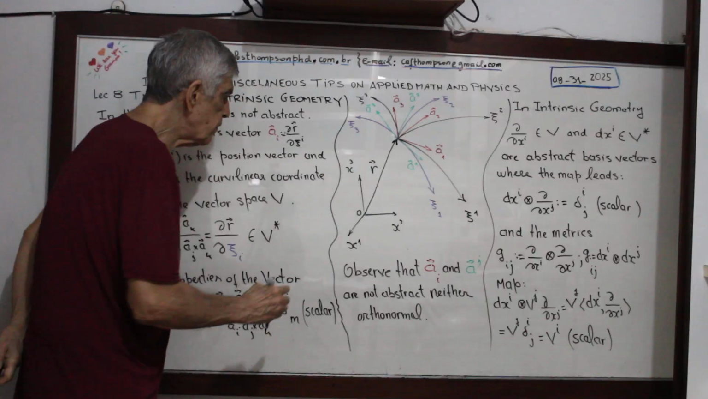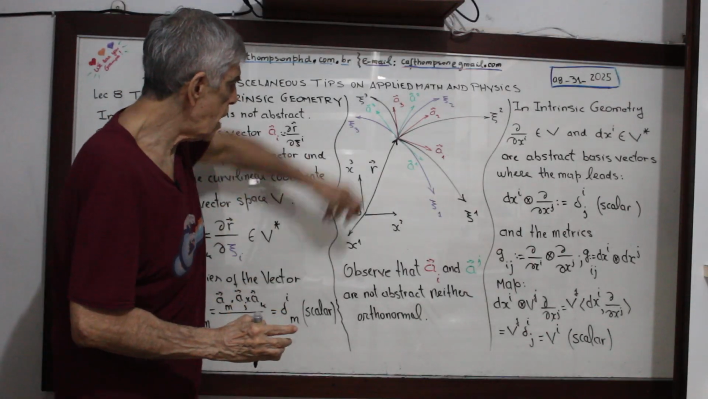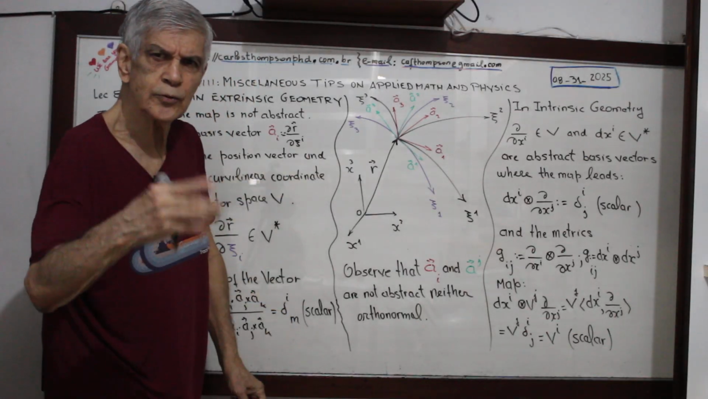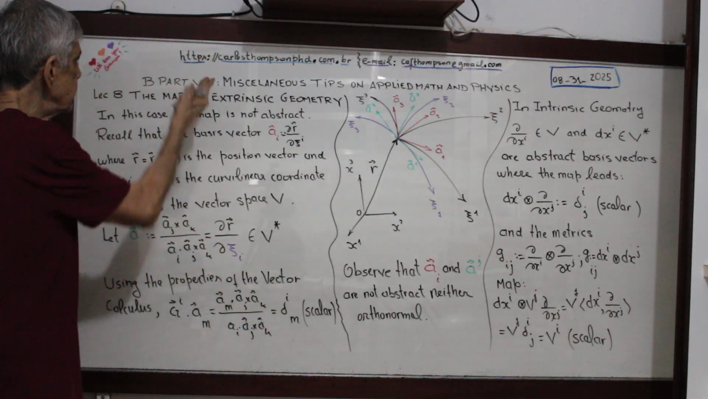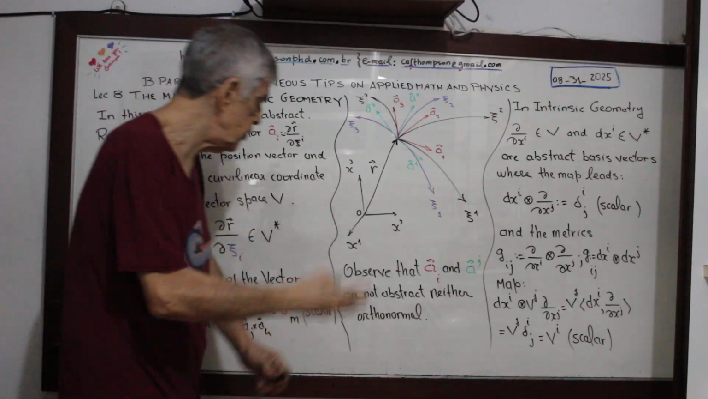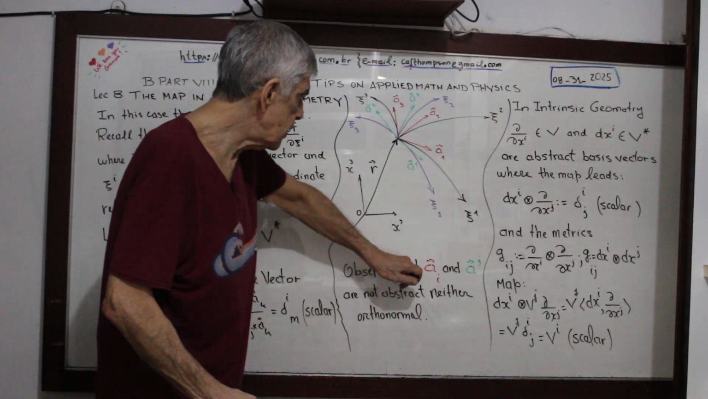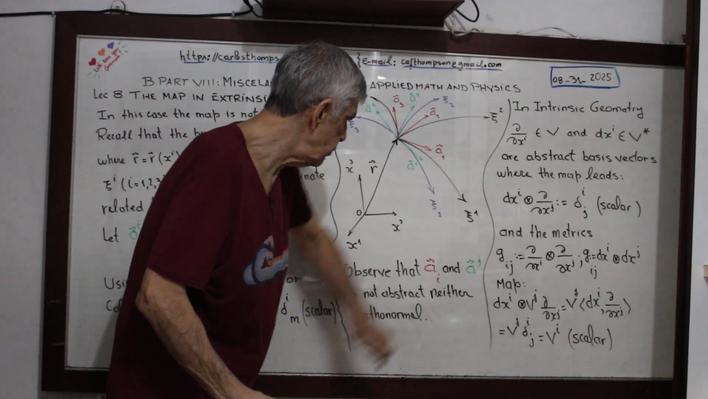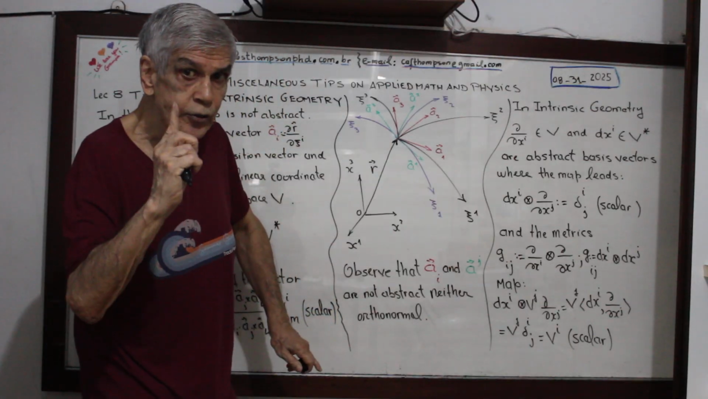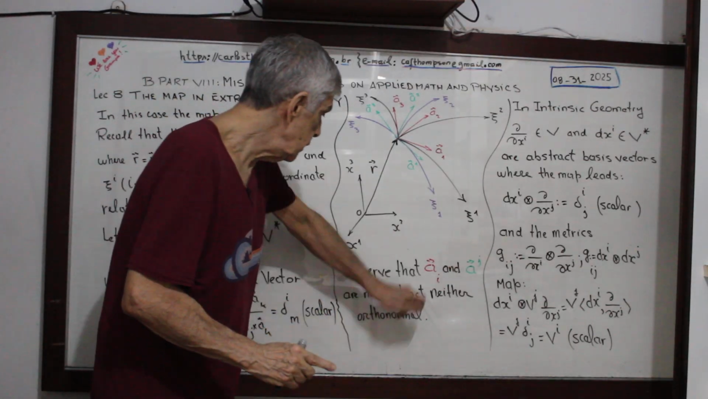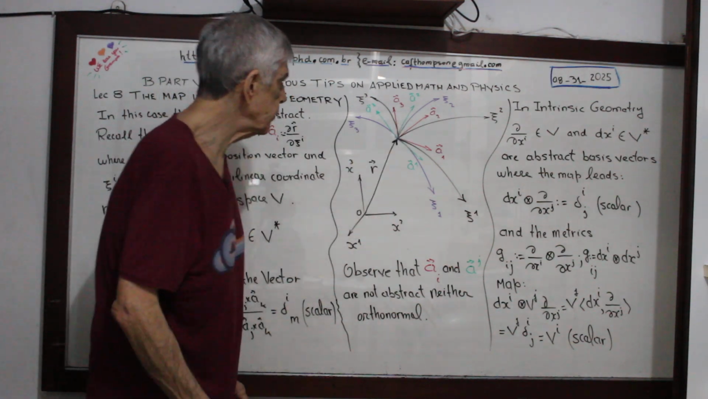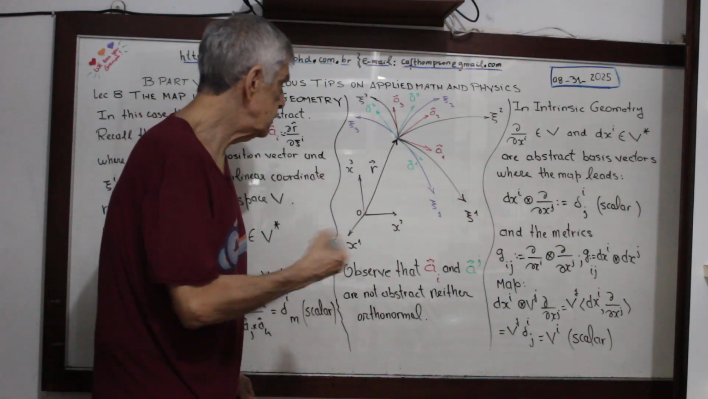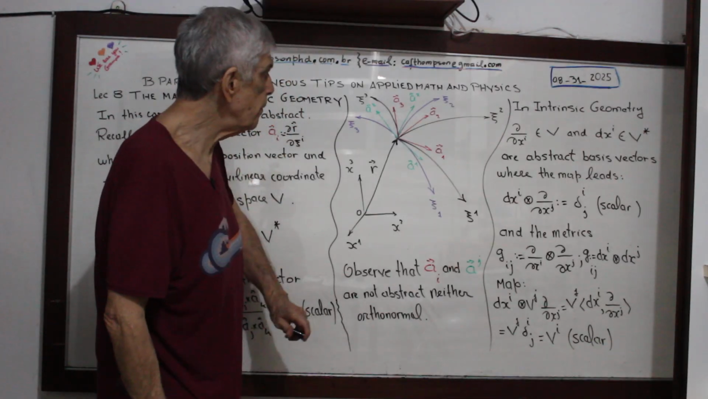So there's a position vector. This I already derived in parts 1, 2, 3. You see, we are now in part 8, so just go there and review it. Observe that a_i, the red and the green ones, are not abstract. That's important. They are neither orthonormal, see? Nor unit, okay?